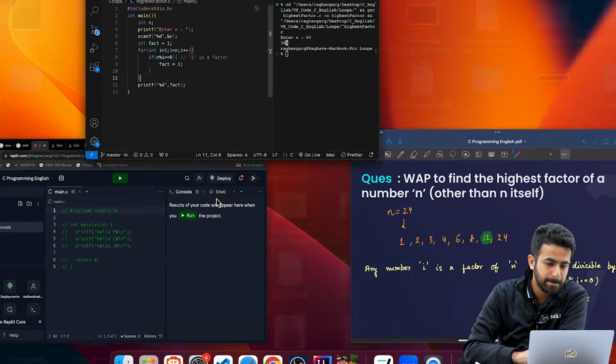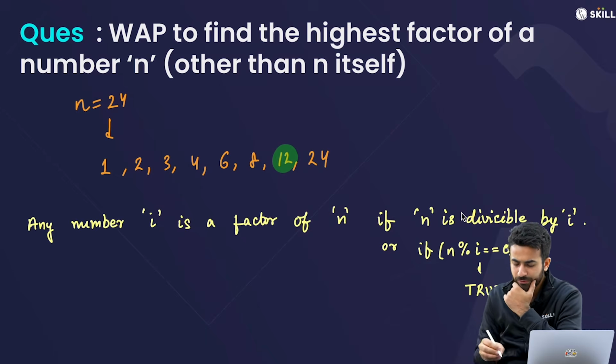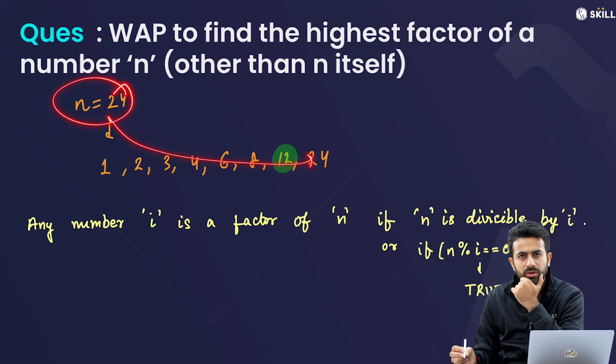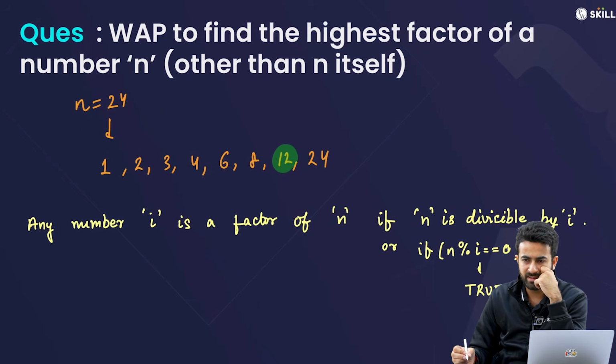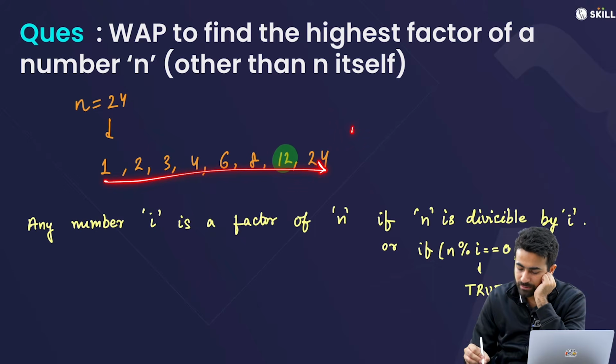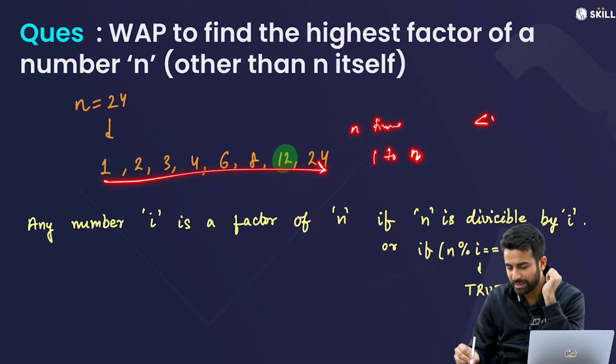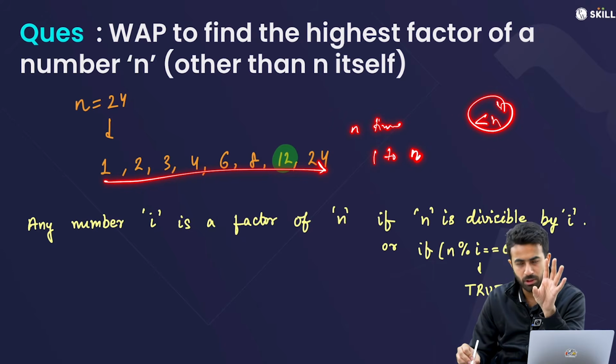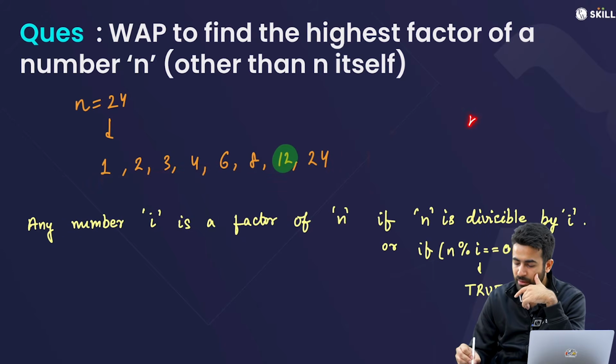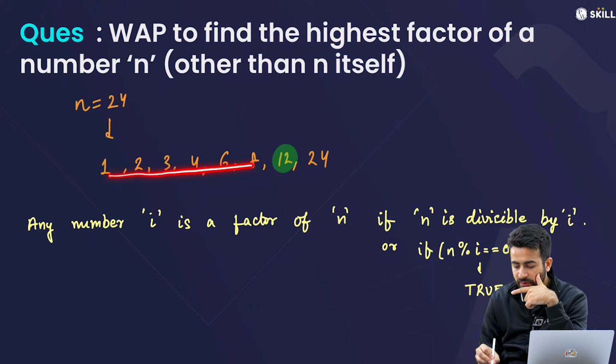Hear me out. If n was 24, first of all, the biggest thing that I was doing, I will remove it again after it. But the point is, I am running the loop from 1 to n, even less than n, but n minus 1 times I am running the loop. I am finding all the factors and then I am finding the highest factor.